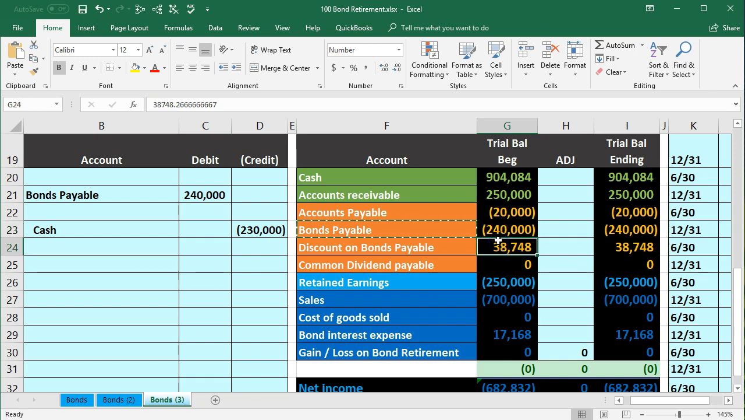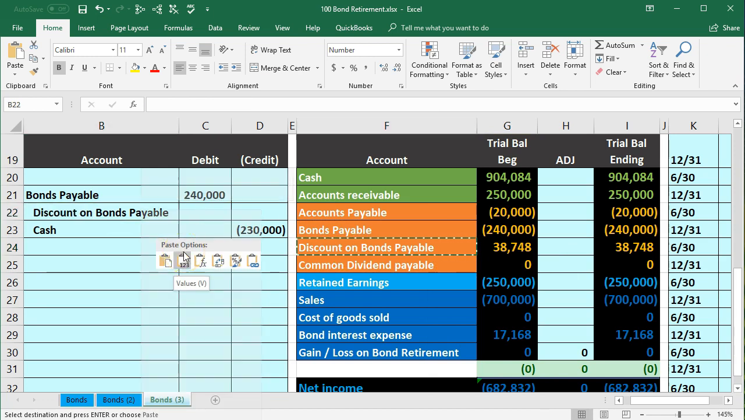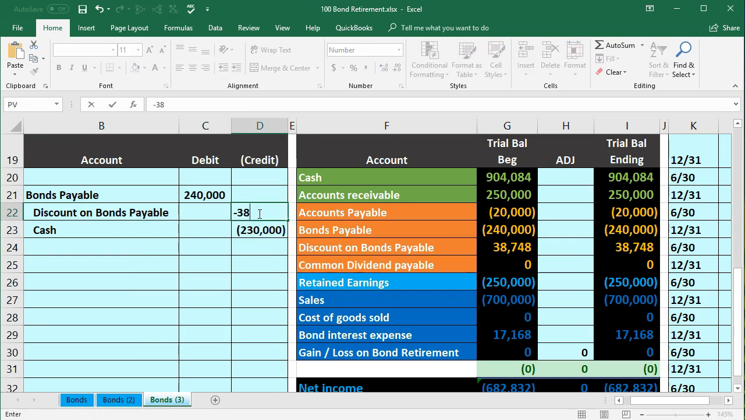Here we have a discount. It's a debit balance. We need to make it go down, so we're going to do the opposite, which is a credit. So I'm going to copy the discount, put that here in B22, right click and paste 1, 2, 3. And then the amount's going to be a credit, 38,748.